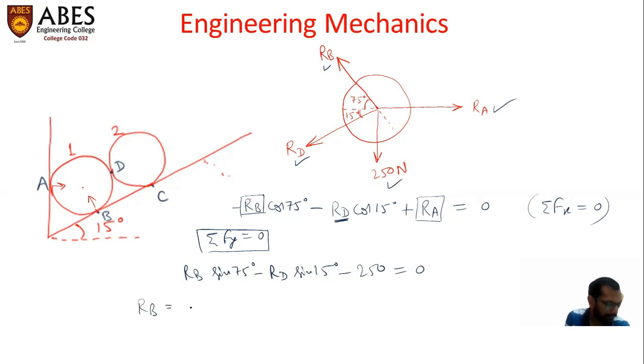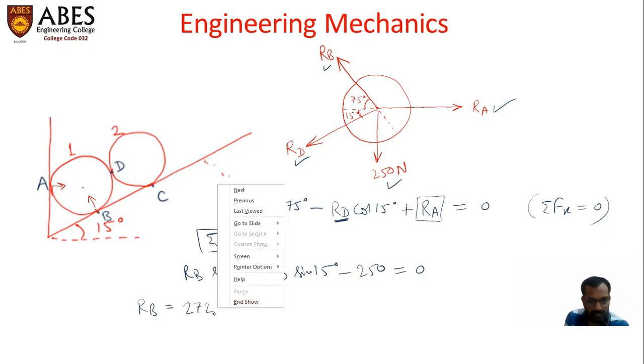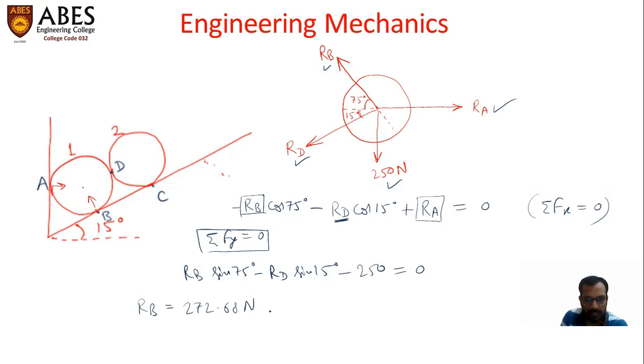RB is equal to 272.68 newtons, and RA is equal to 120.81 newtons. So this is the third answer, and this is the fourth answer. So in this way, we calculated all the four support reactions at various points of contact.